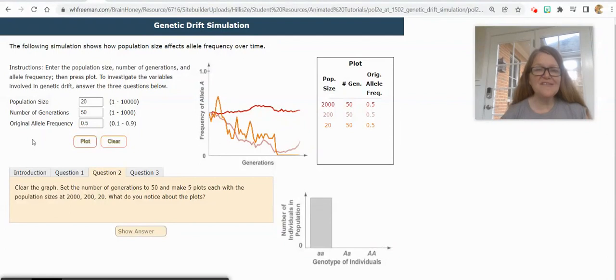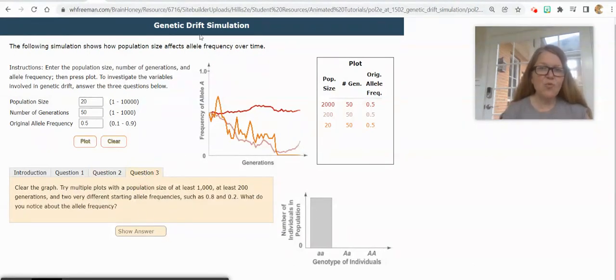You can see as the population is reduced, genetic drift is more drastic. And eventually, if the population is small enough, then you have an allele that can disappear altogether, and one that becomes more popular in frequency.